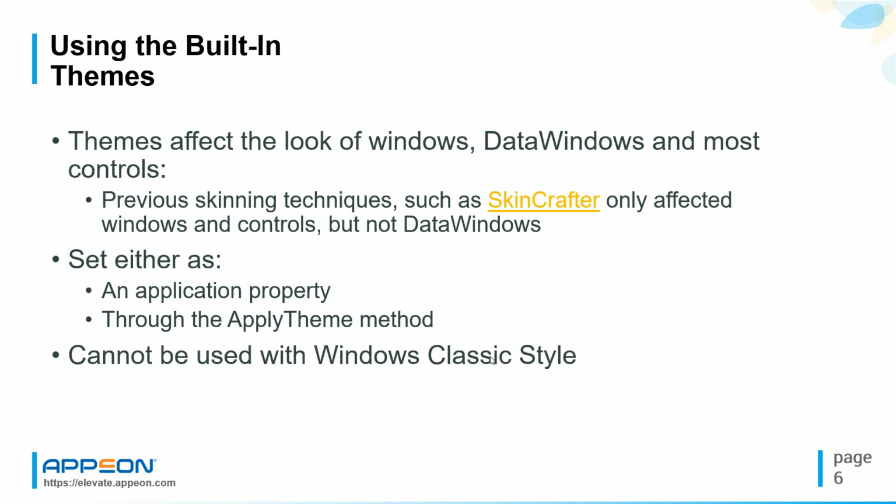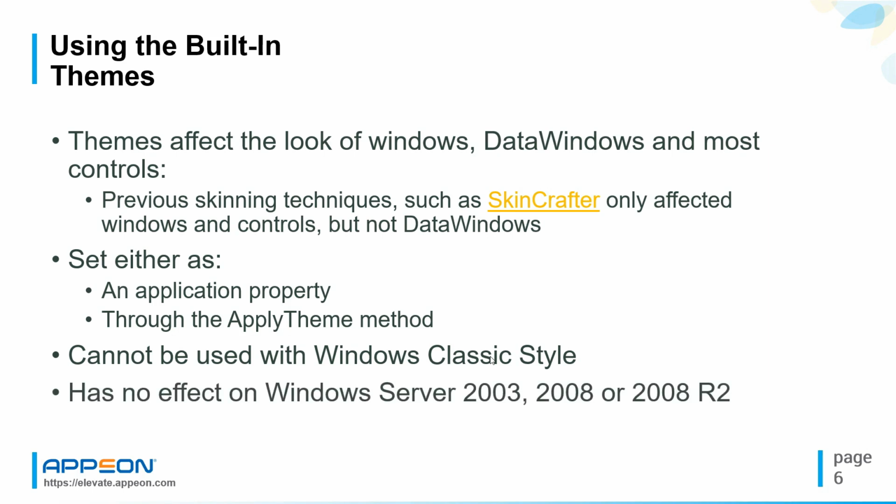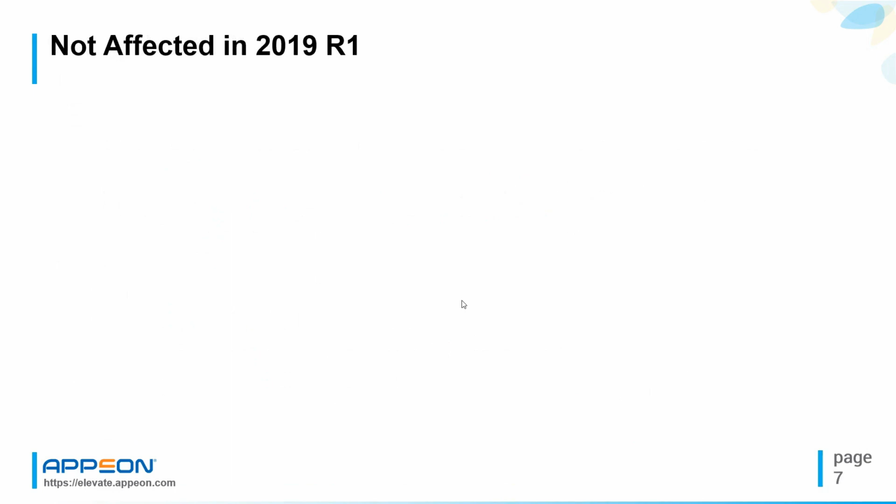Windows Classic Style is achieved through a Windows System ActiveX that goes in and alters the display of controls back in the old classic style, and that's going to override anything you did with your theming. It also has no effect on Windows Server 2003, 2008, or 2008 R2, which really shouldn't be an issue unless maybe you're doing Citrix or something and you're using a really old version of Windows Server. I can't imagine that's really going to be much of an issue for many people.